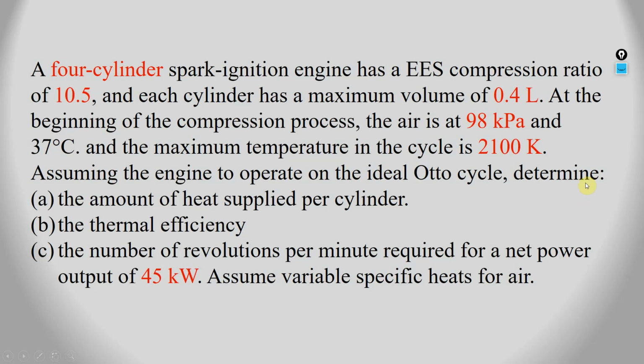So I have already highlighted the given inputs, which will be taken as input for the EES program. As I have already marked, this and this. The spark ignition engine has four cylinders, compression ratio 10.5, maximum volume 0.4 liter. The temperature is also given, and power is given as 45 kilowatt. Let's move on to the EES software.